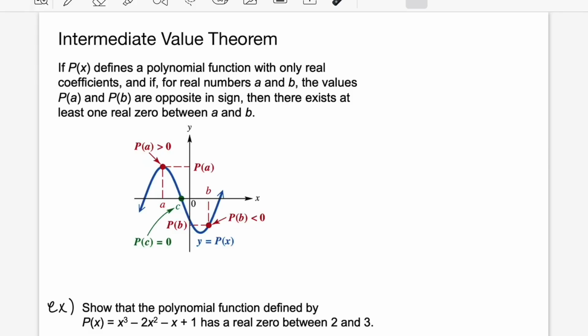In this video, we're going to go over section 4.2 from our textbook, which talks more about polynomials and synthetic division. So we'll start here with this important theorem. This is called the intermediate value theorem.